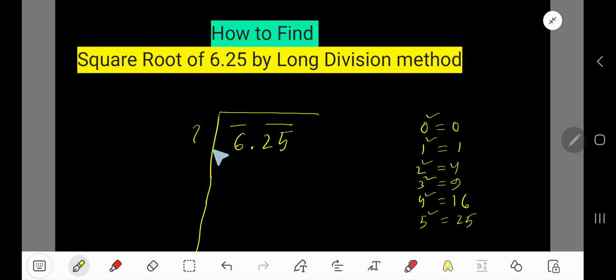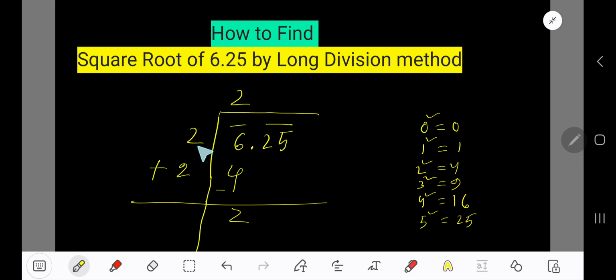Take here a number whose square is equal to 6 or nearest to 6. If you take 2, the square is 4, but if you take 3, the square is 9, which is greater than 6. So 2 is correct. The same digit 2 will come to the quotient side also. 2 times 2 is 4. If you subtract, you are getting 2. Since you have placed 2 here, the same digit will come here under the divisor, and you need to add.